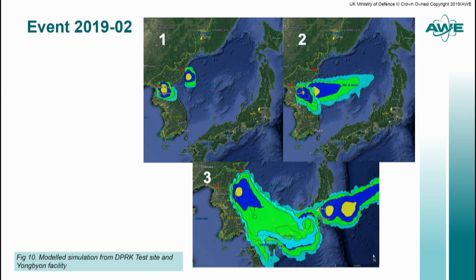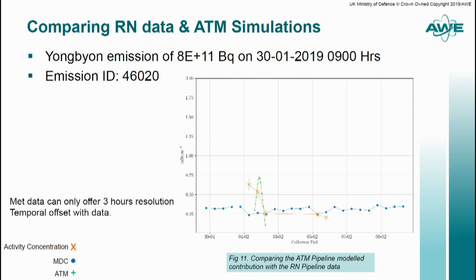These are just the two that I chose to show you today. It's the test site and the Yongbyon facility, and you can see that it's quite difficult to work out which one it might be. So you can compare those contributions with the actual data and see if that helps as well. So this is what we have here. This is the Yongbyon emission contributing to JPX 38 with an emission of e^11 becquerels. It doesn't agree perfectly. In fact, it doesn't agree at all with the first data point, but that's not what we're looking for in developing this.